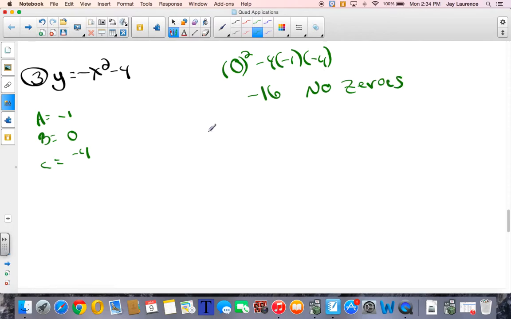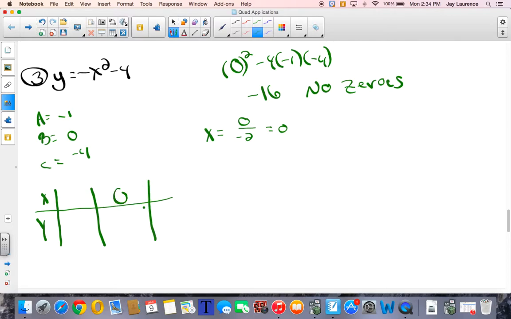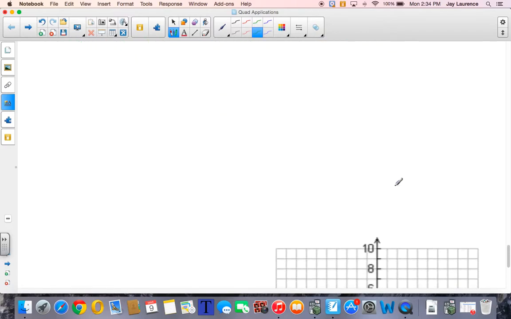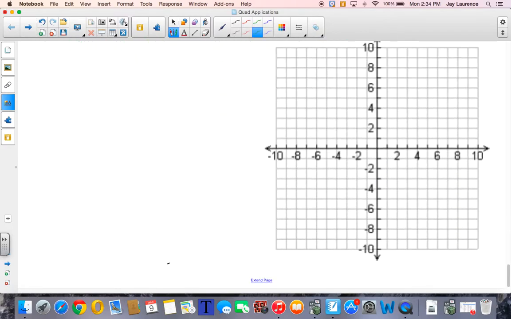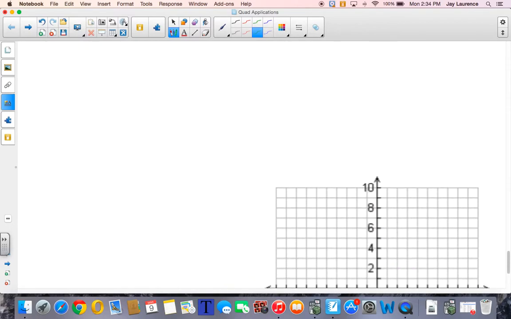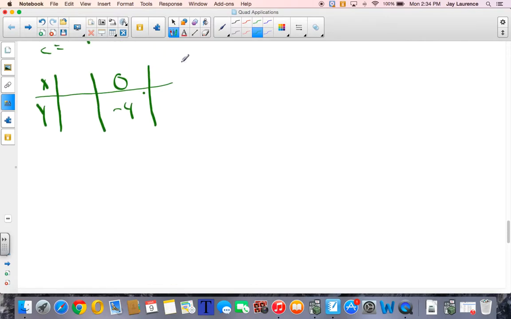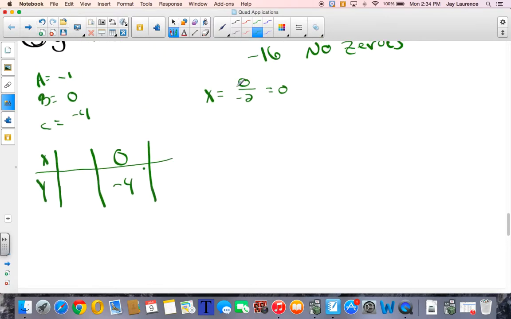Go find the vertex, which will be easy because x is going to equal 0 over negative 2, which is just 0. My vertex is on the y-axis. It's the line x equals 0. This will be symmetric about the line x equals 0. So if I make x 0, I put it in there, and I get y to be negative 4. So down here on the graph, (0, negative 4) is on my graph. Now, I normally like to put 0 in. In this case, I can't. So I think I'm going to go ahead and put 2 in.